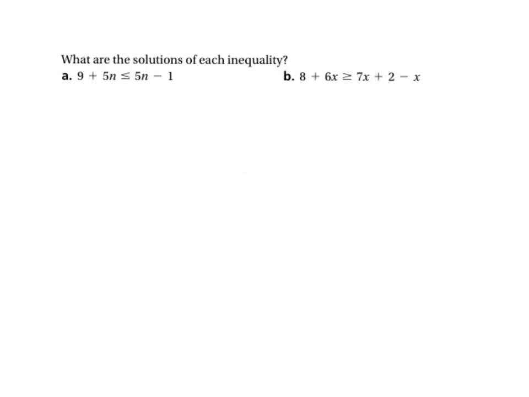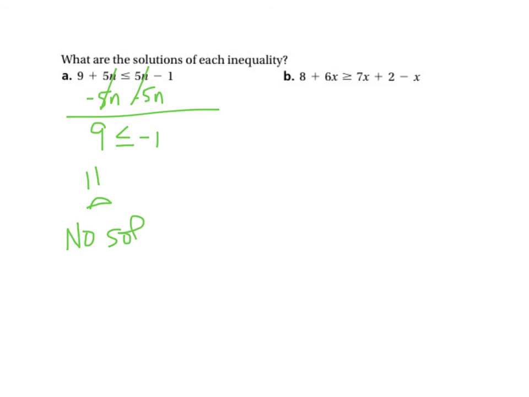Okay, I'm going to jump right in. So in this first one, I've got no simplifying to do on either side. I have 5n and 5n, so that's what I'm going to deal with. I'm going to subtract 5n from both sides of my inequality, leaving me 9 on that side and negative 1 on that side, and less than or equal to. Well, no, it's not. That's not true at all. So this inequality does not have a solution.